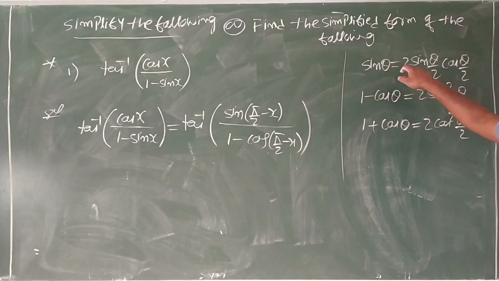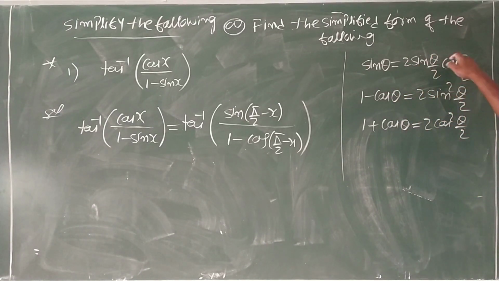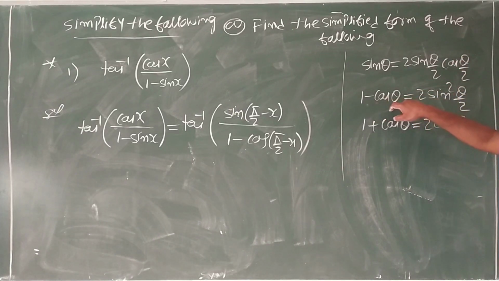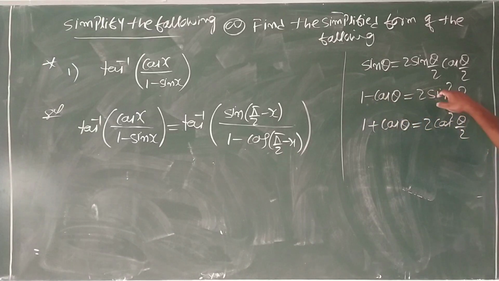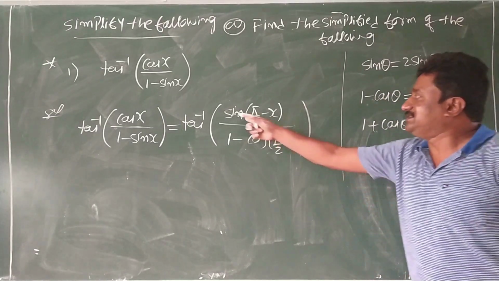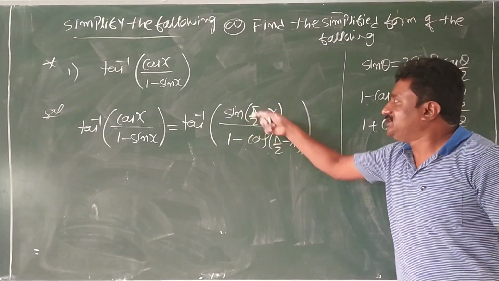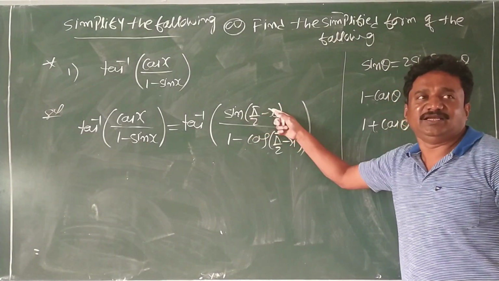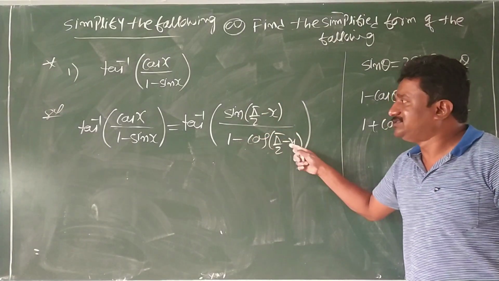What is sin theta? 2 sin theta by 2 cos theta by 2. What is 1 minus cos theta? 2 sin square theta by 2. For minus you use sin square, for plus you use cos square. Minus means sin square, plus means cos square. Let us apply that. Sin theta. You take this as theta. Sin theta, 1 minus cos theta.